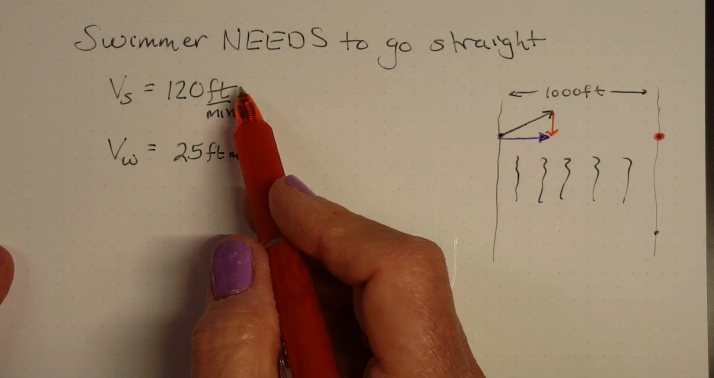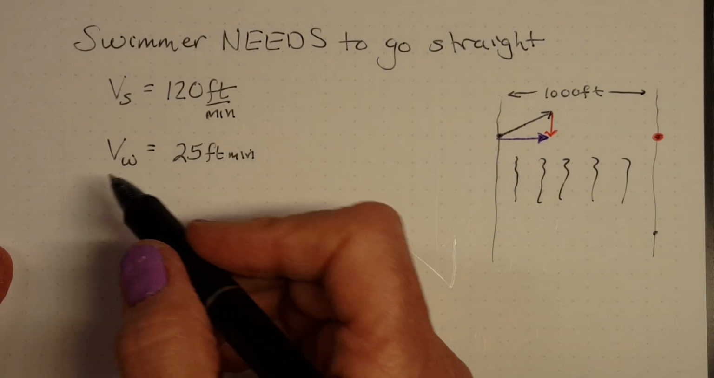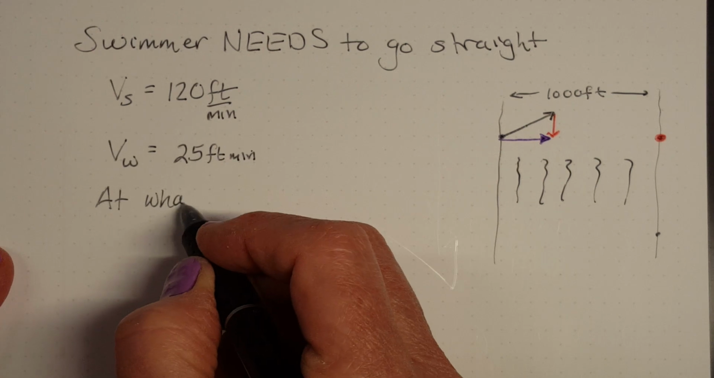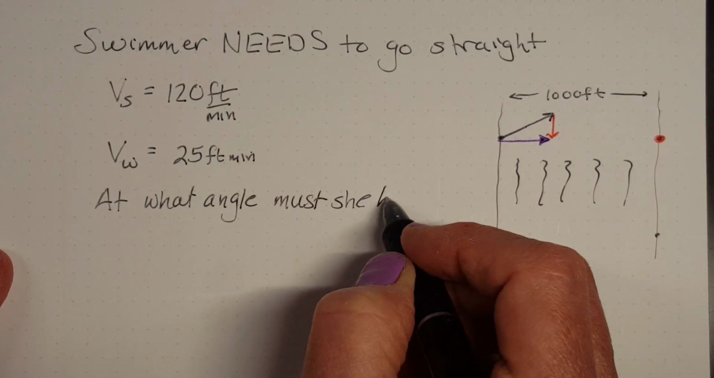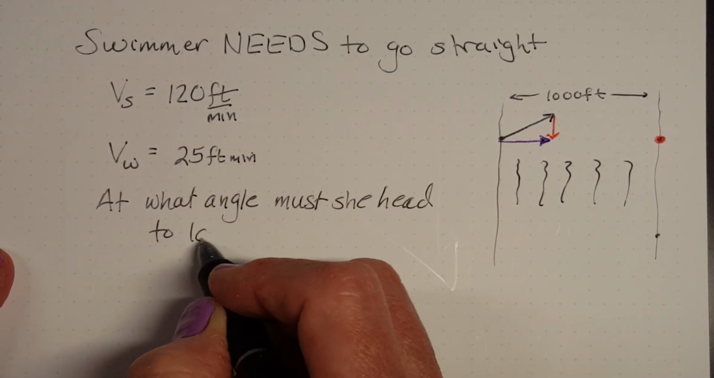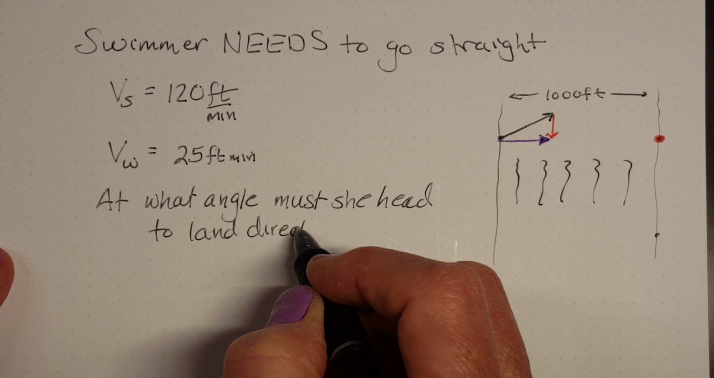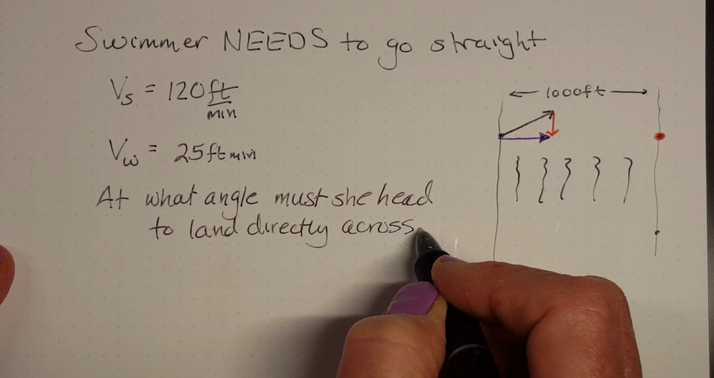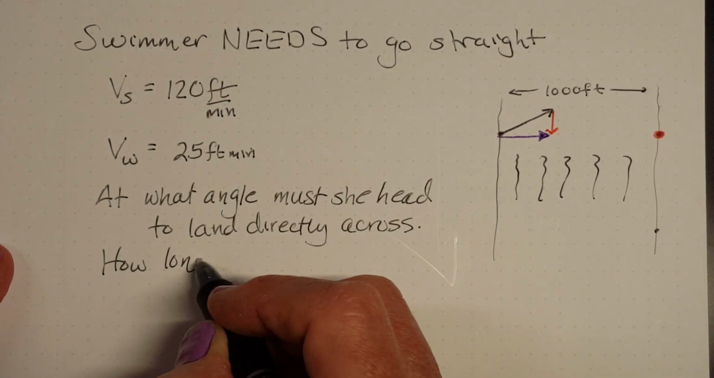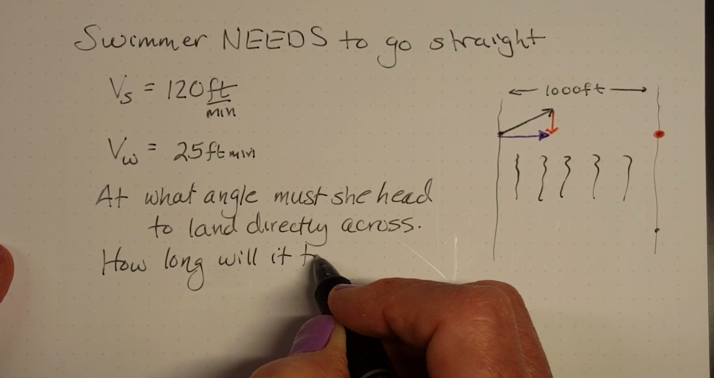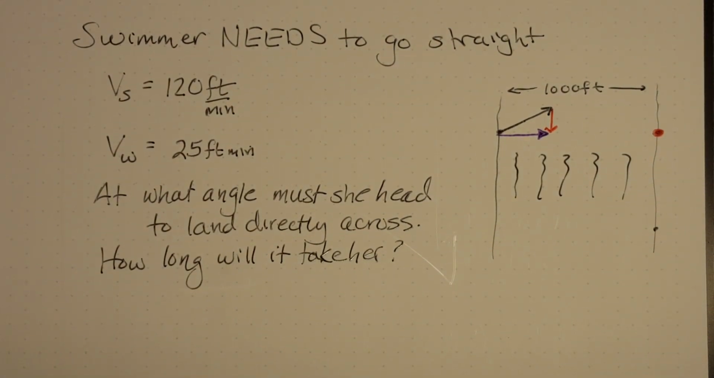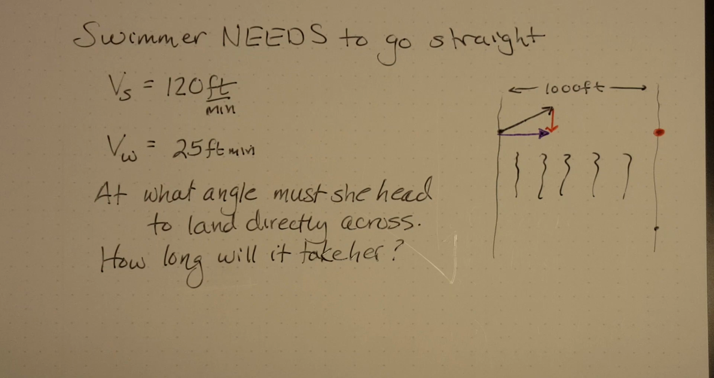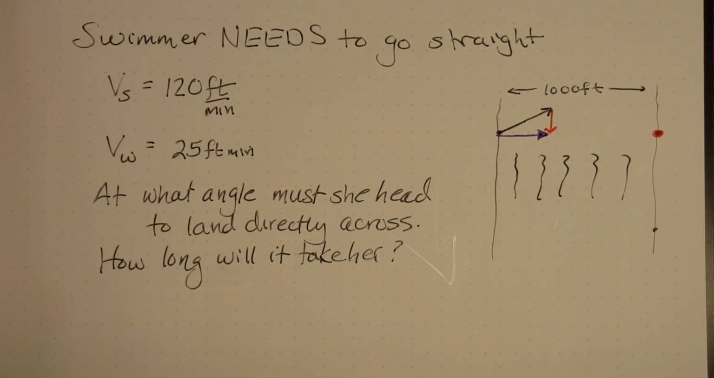So my question is, given this information, at what angle must she head to land directly across? And then, how long will it take her? We found in our last video it took 8.33 minutes for her to go across if she headed straight across and let the current take her down and she didn't land straight across. Okay, so what angle must she head off at?